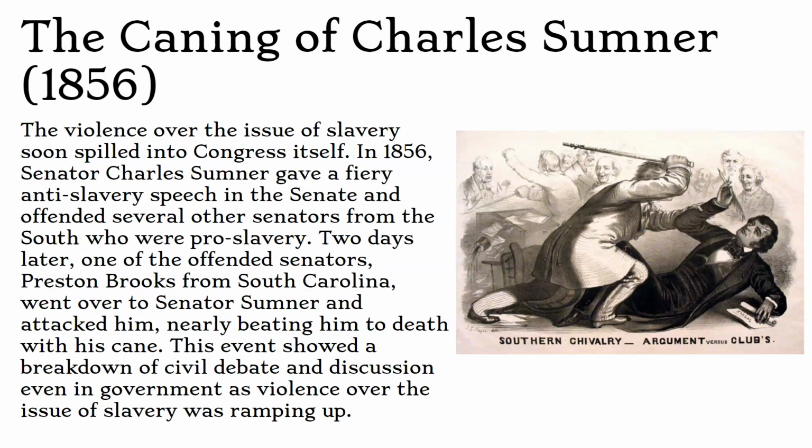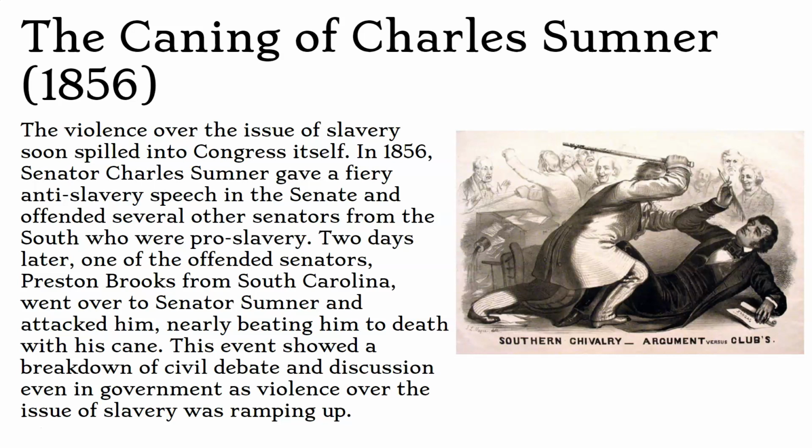The caning of Charles Sumner, 1856. The violence over the issue of slavery soon spilled into Congress itself. In 1856, Senator Charles Sumner gave a fiery anti-slavery speech in the Senate and offended several other senators from the South who were pro-slavery. Two days later, one of the offended senators, Preston Brooks from South Carolina, went over to Senator Sumner and attacked him, nearly beating him to death with his cane. And you see this picture showing it.